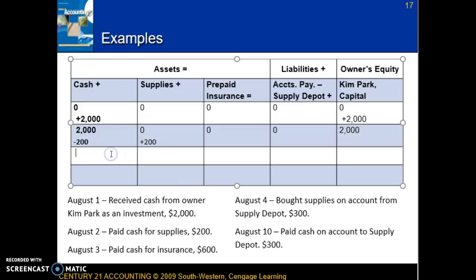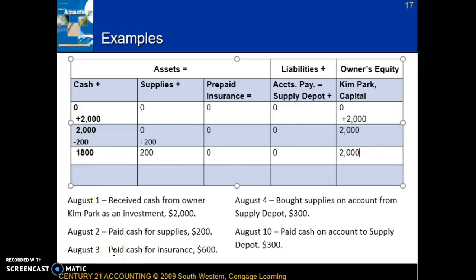Now we're done with that one, so we're going to go ahead and put our running total here. 2,000 minus 200 is 1,800. We now have $200 in supplies, 0 for prepaid insurance, still 0 for liabilities, and then $2,000 for our owner's equity. And you're going to keep that running total going for each of these.